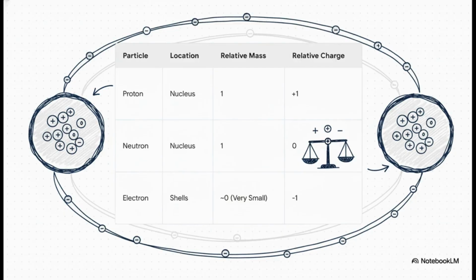You can see that protons and neutrons hang out together in the nucleus. And look at their mass. We just say it's 1. They're the heavyweights, which means pretty much all the atom's mass is packed into that tiny center. But then you have the electrons, out in the shells. Their mass is so small, it's practically zero compared to the others. Tiny, but they carry that all-important negative charge.